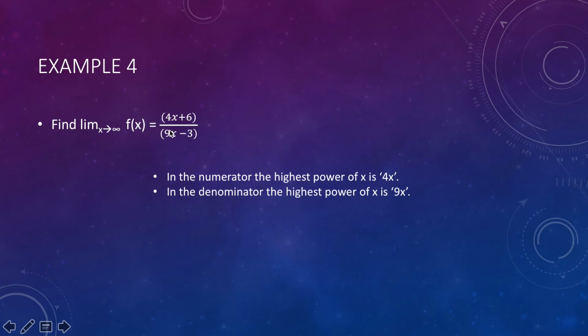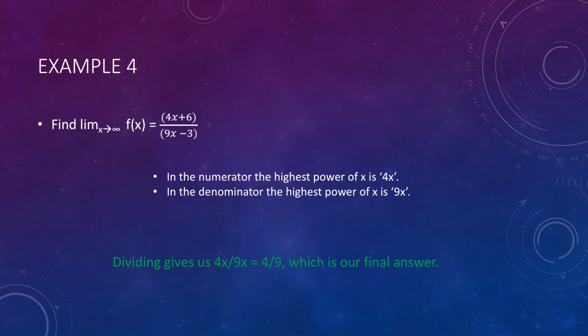You also want to find the highest power in the denominator. So then you want to compare the highest power in the numerator and the highest power in the denominator, and you want to divide them. So you want to just ignore everything else. So you can ignore plus 6, and you want to ignore minus 3. So all you have to do is 4x over 9x. And that gives you 4 over 9, which is your final answer.